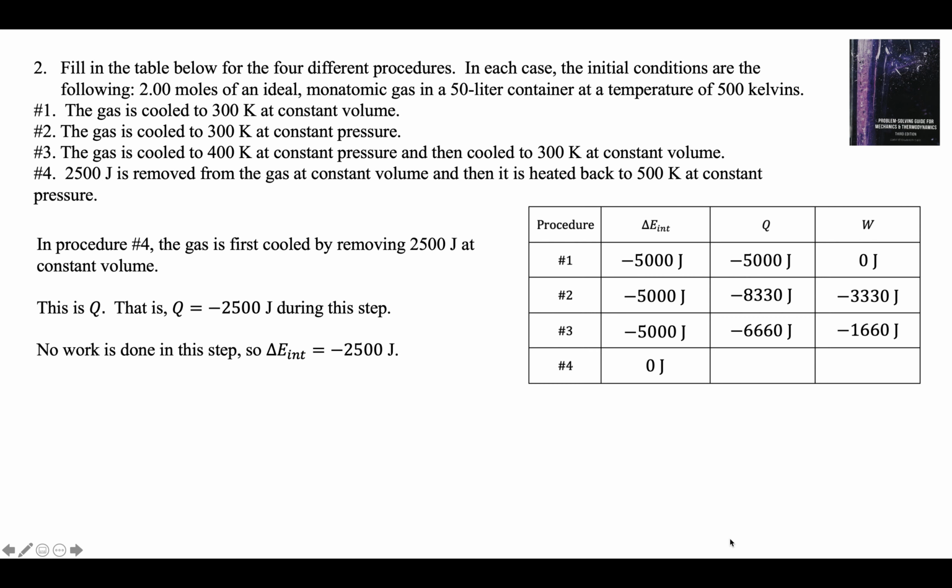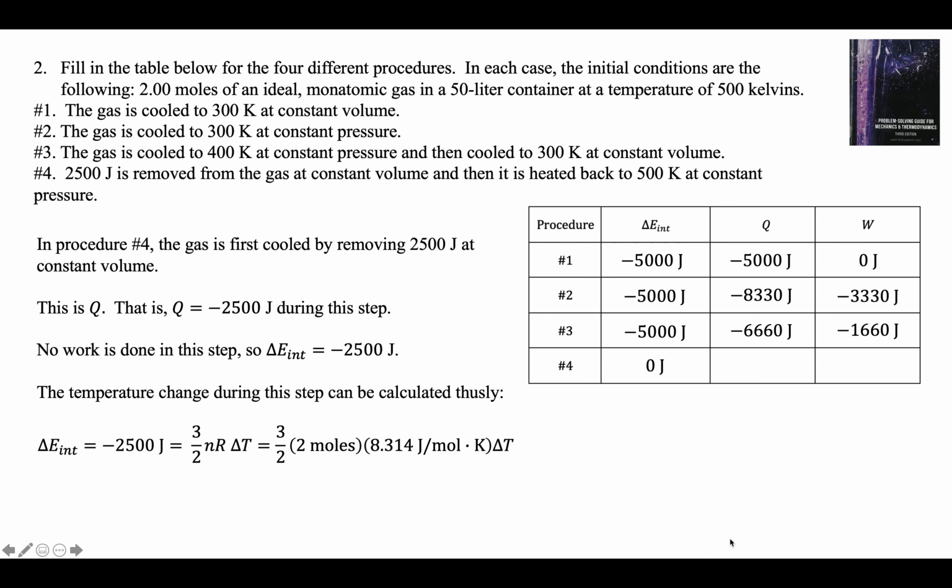So delta E internal must be minus 2,500 joules. The only way to reduce the internal energy of an ideal monatomic gas by 2,500 joules when no work is done is to take 2,500 joules out. The temperature change can be calculated because we know how delta E internal is related to delta T for an ideal monatomic gas. It's 3/2 nR delta T. If you take 2,500 joules out of 2 moles of an ideal monatomic gas, its temperature drops by 100.2 kelvins.